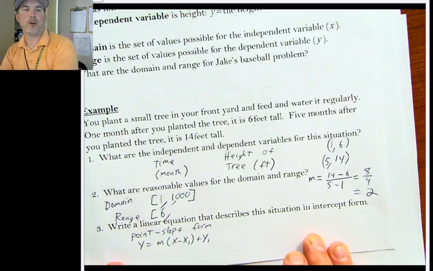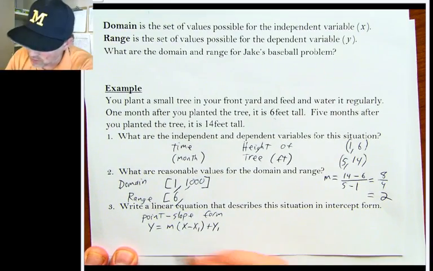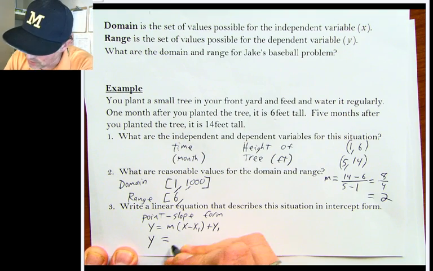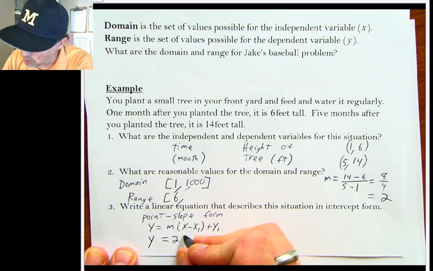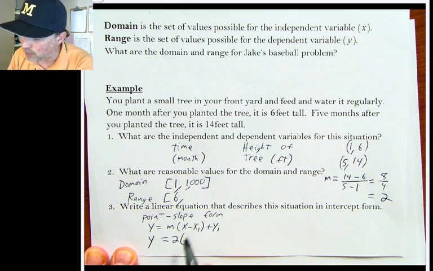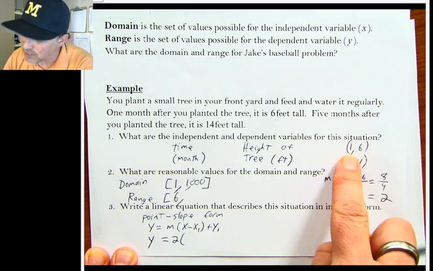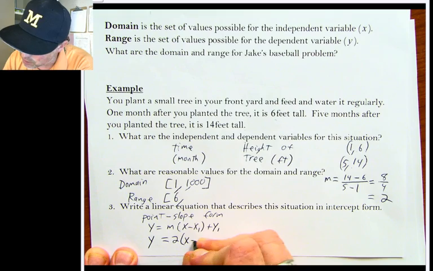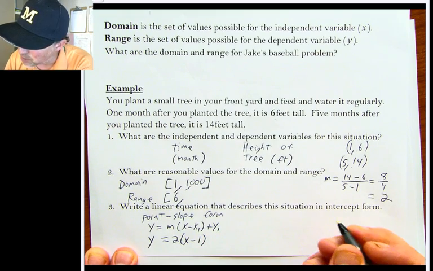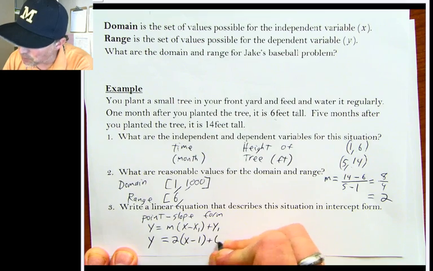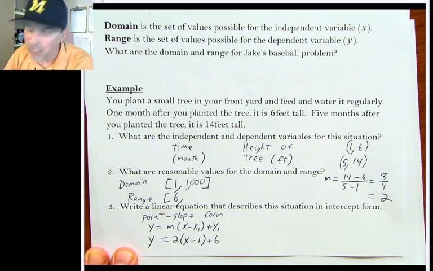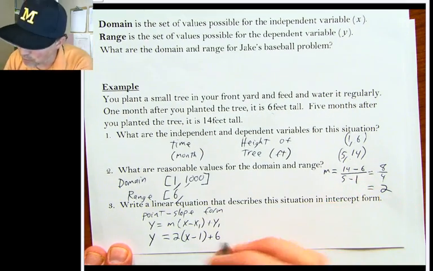So that's my slope. Heading back into my point-slope form, I'm going to put in this 2 for the m. And then I need to put in a point. It doesn't matter which point I put in. I could put in (1, 6) or (5, 14). I'm going to choose (1, 6) because the numbers are smaller. So x minus 1 plus 6. And now, just do a little bit more math.